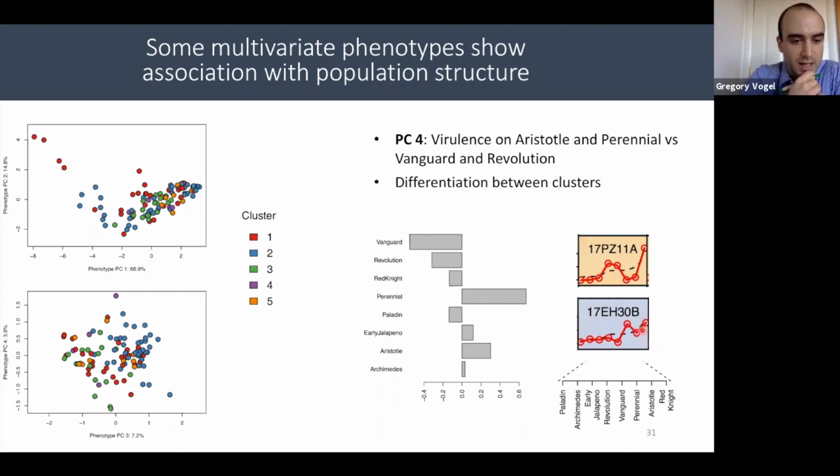For PC4, we see a similar story, although the differentiation is much slighter. There still is differentiation between clusters 2 and 3 and 4. And what this PC is reflecting is the virulence on that Indian hot pepper Perennial compared to a couple of these intermediately resistant hybrids, Vanguard and Revolution.